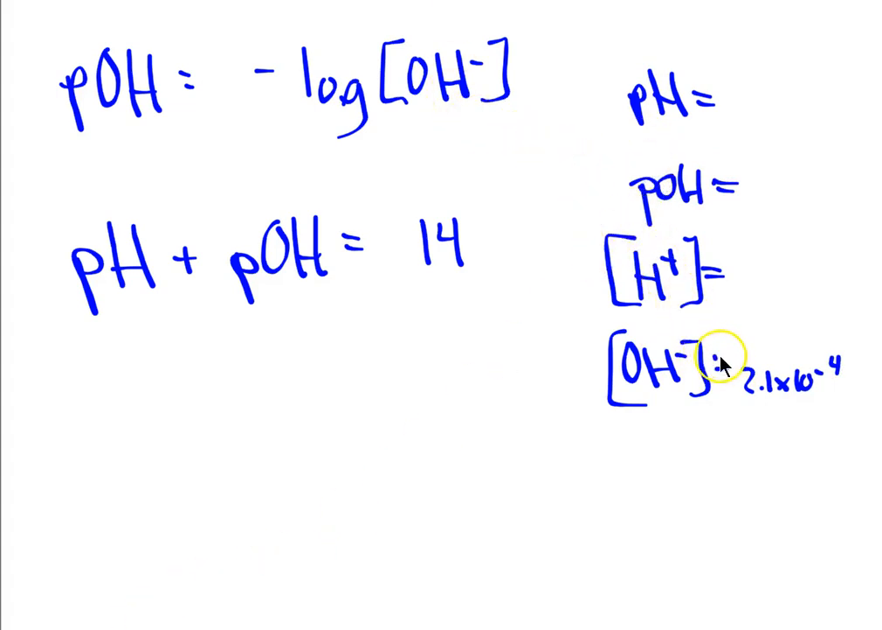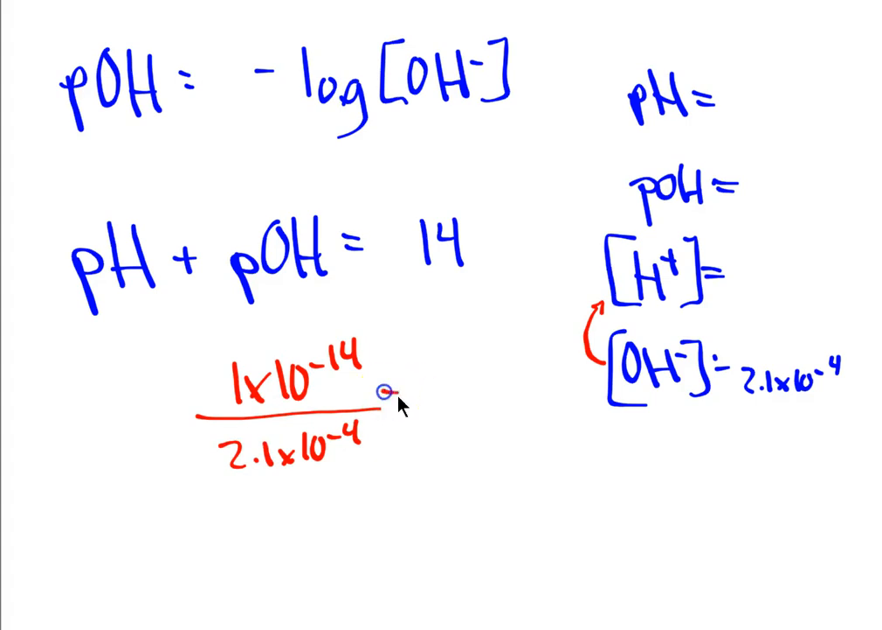All right, so I'd probably use this number to find that one. I would take 1 times 10 to the negative 14 and divide it by 2.1 times 10 to the negative 4. Now, if you went a different order and you went like pOH to pH to H, that's fine. It's all one giant circle, so it doesn't really matter. So when we divide this, what do we end up getting? Negative what? 11. All right.